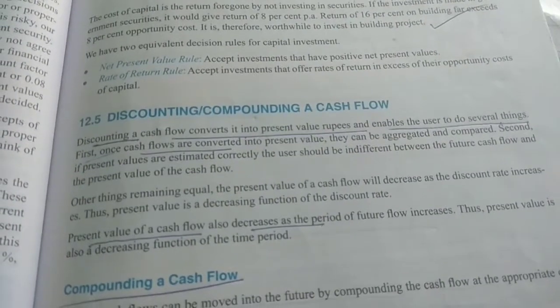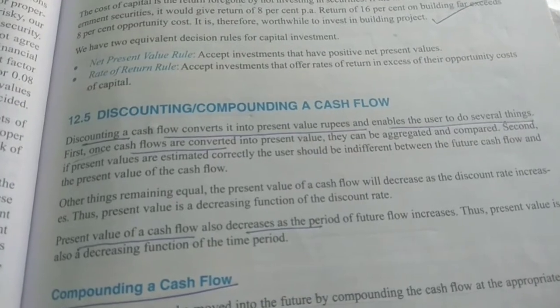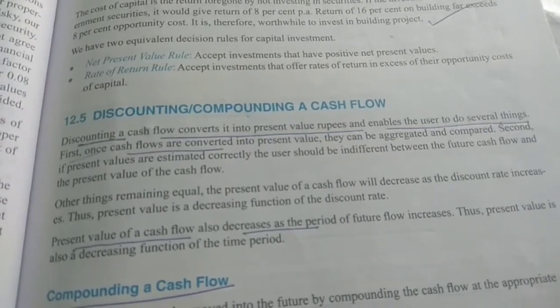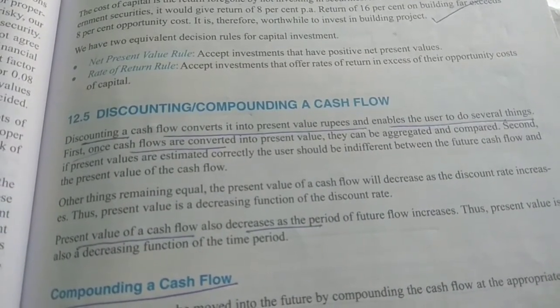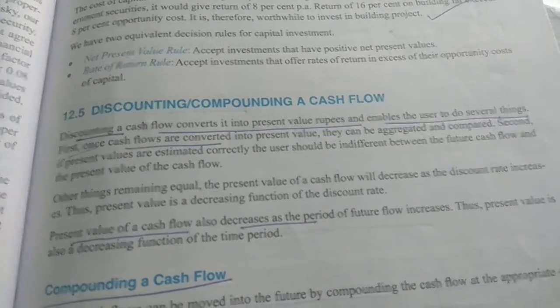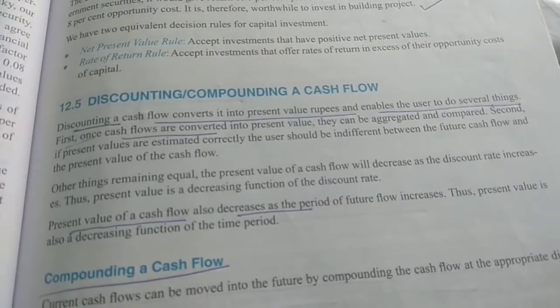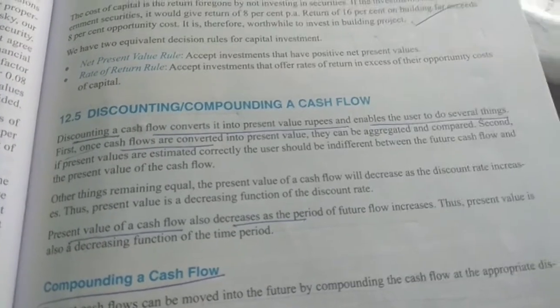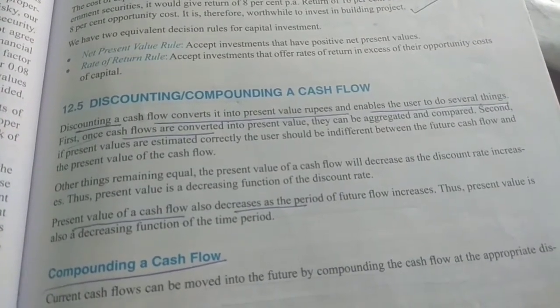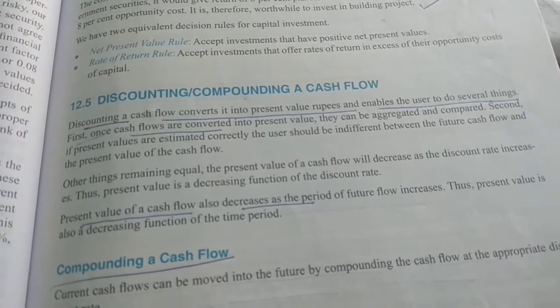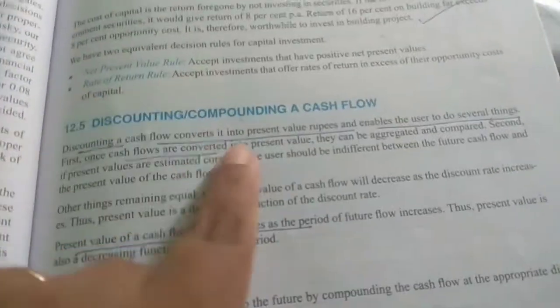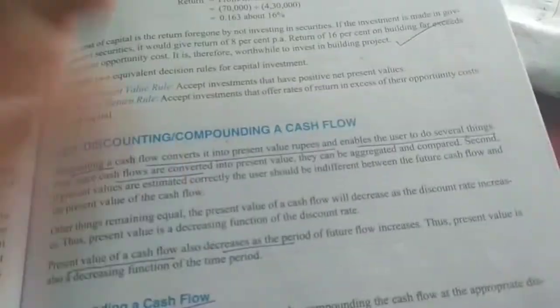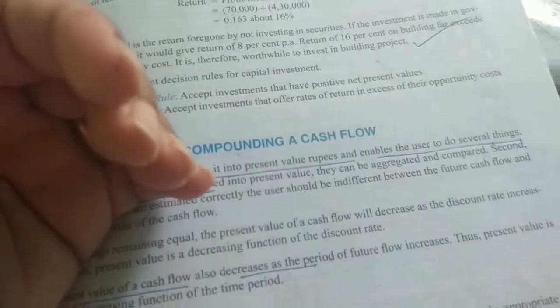Discounting or compounding a cash flow. Discounting a cash flow converts it into present value and enables the user to do several things. First, cash flows are converted into present value. Then they can be aggregated and compared. Second, if present values are estimated correctly, the user should be indifferent between a future cash flow and the present value of that cash flow. So discounting and compounding help us to find the value of a future cash flow in terms of the value of a present cash flow.